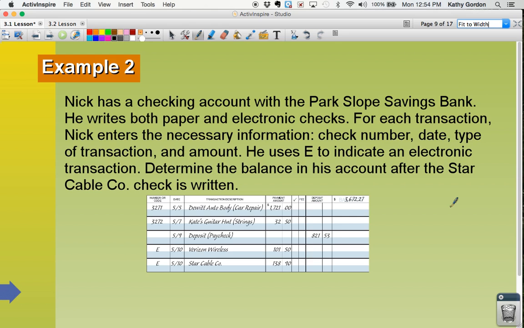Second column is date. Notice it's not a very big column, so usually we just do it by numbers, like 5/5 or 5/10, something like that. The next column is a place for you to give some indication of what your check was about. Now, most check registers look like this, where you have like a white line and then a shaded line.